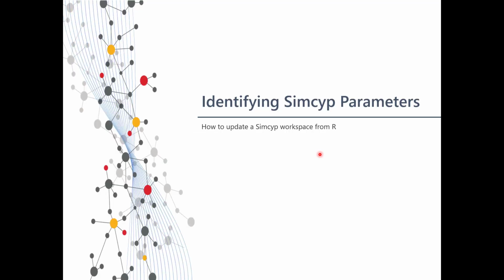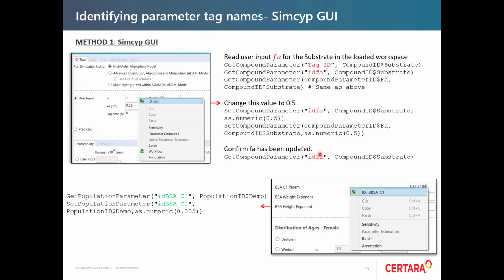So now we're going to talk about how one can identify Simcyp parameter tags. The first way to identify Simcyp parameter tags is via the Simcyp GUI. Here we can see that we are interested in changing or knowing what the value of FA is that is used within the workspace. To know what this value is from R, we use the function called getCompoundParameter. For this function, you need to specify the tag ID as well as the compound ID.